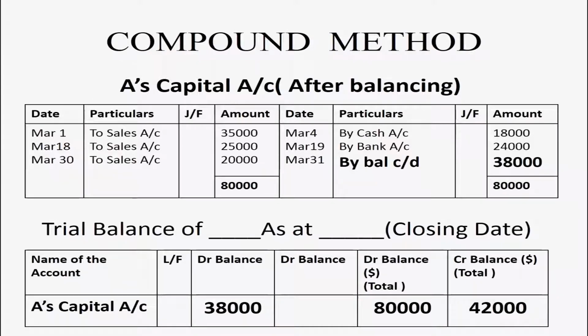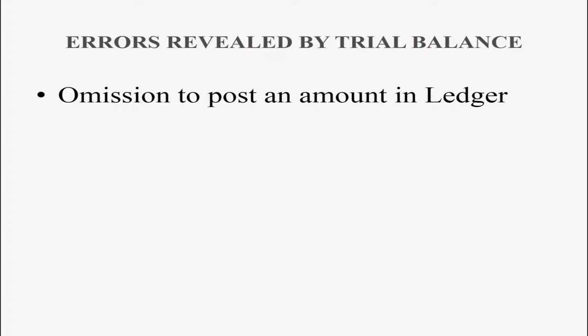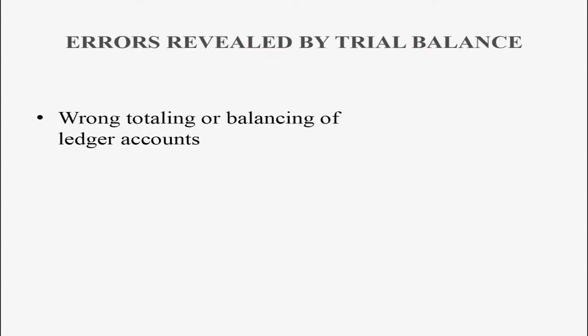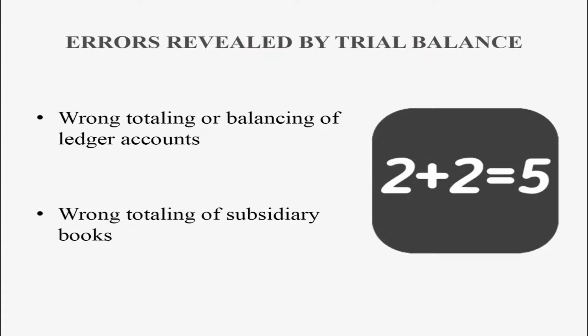After discussing the methods of trial balance, we will discuss some errors revealed by trial balance. The first one is omission to post an amount in the ledger. The entry is posted in the journal but omitted to be posted in the ledger. The next one is omission to post an amount in the trial balance. An entry is posted in the journal and ledger as well but omitted to be posted in the trial balance. The next one is wrong totaling or balancing of ledger accounts. Wrong totaling of subsidiary books, like sales book, purchase book, bills receivable book, bills payable book, etc.